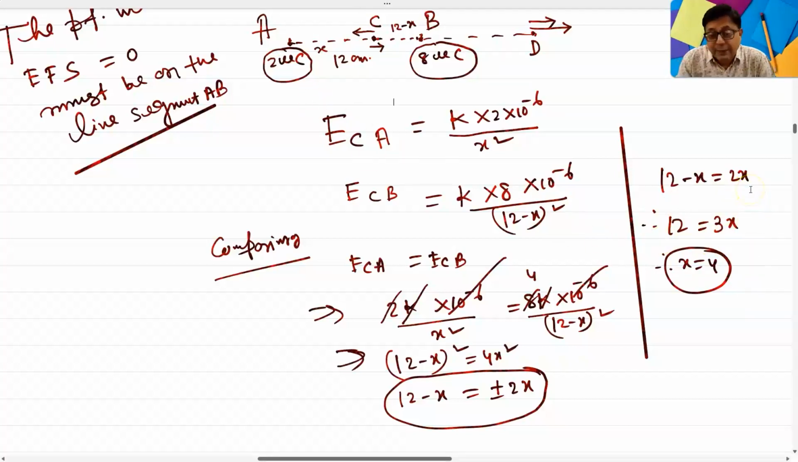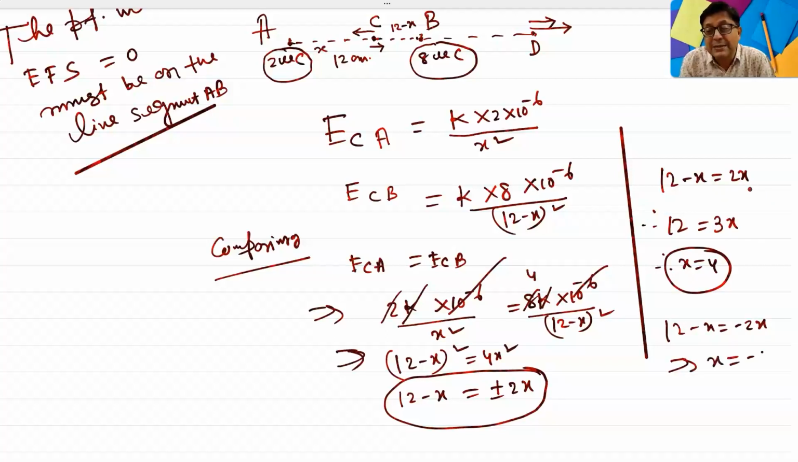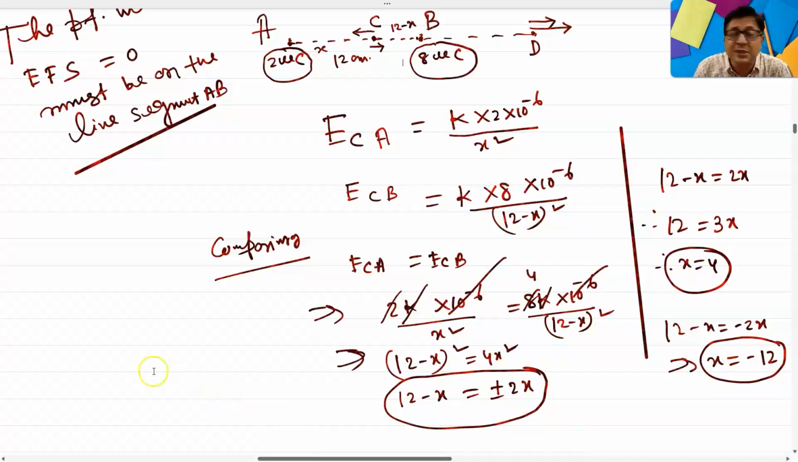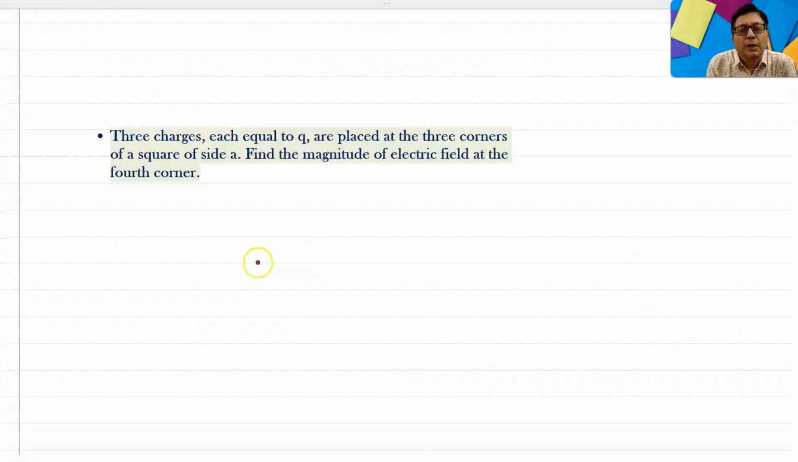Now, if we take the minus sign, 12 minus x equal to minus 2x, this implies x equals minus 12. That is not possible, because minus 12 will be outside the line segment. Or if you take x equal to minus 12, it will lie here. That is not possible. It should be on the line segment joining the two charges always. Clear?